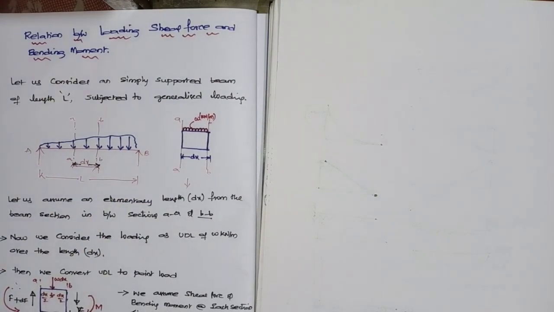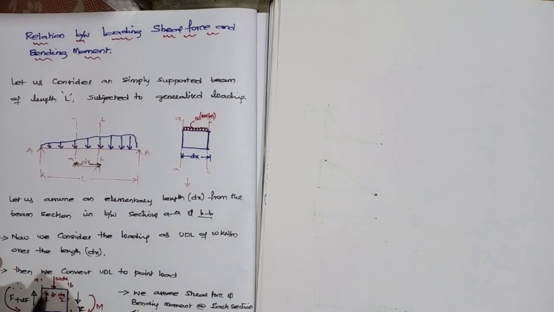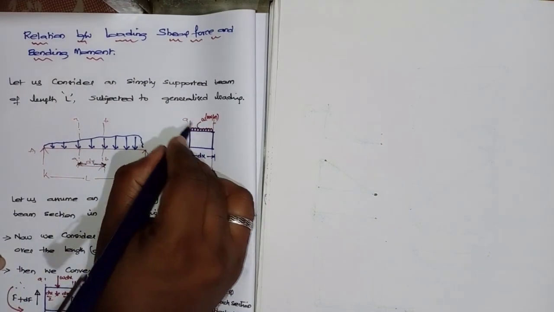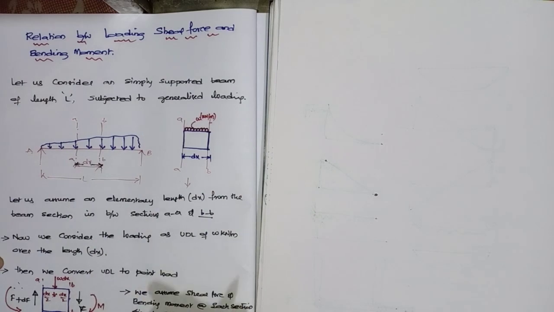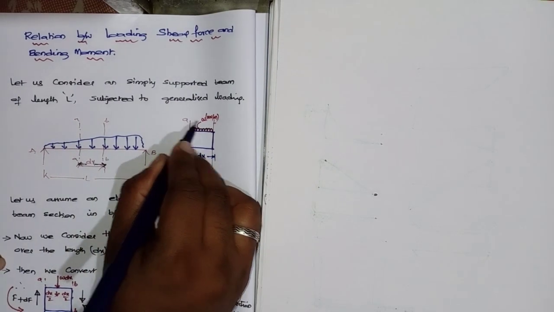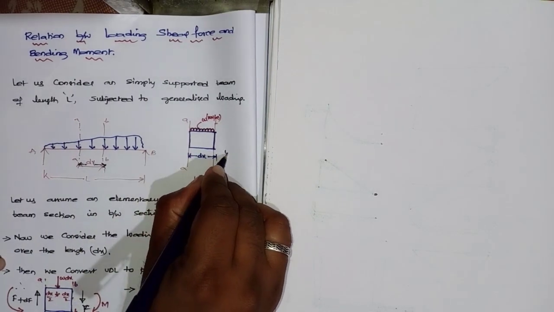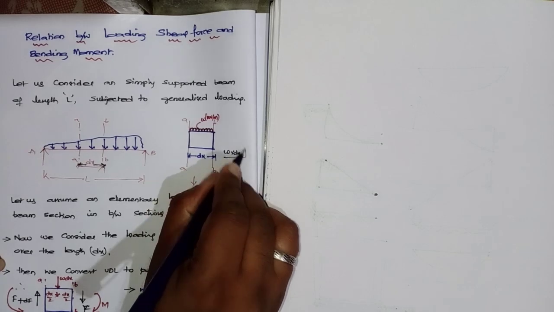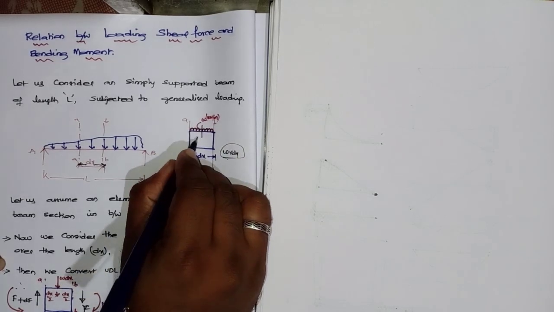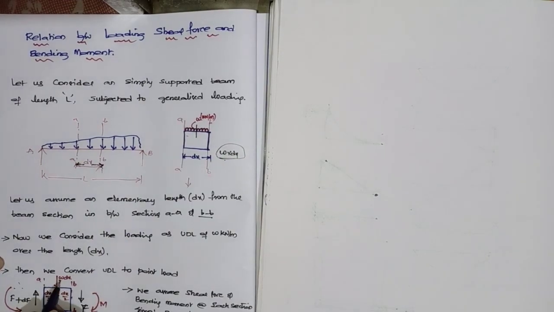Then we convert this UDL into a point load. If I convert this UDL into a point load, what will be the point load? w into dx. Where will it be acting? Exactly in the middle. So w into dx is the point load acting at dx by 2.